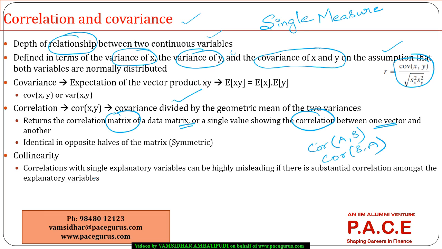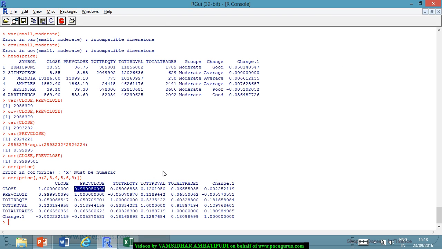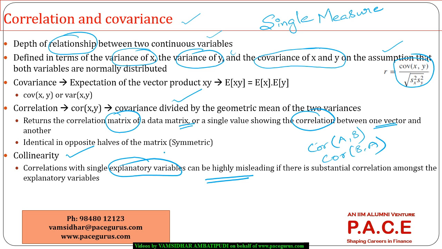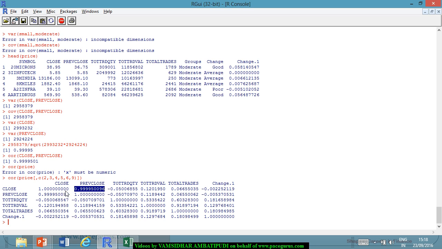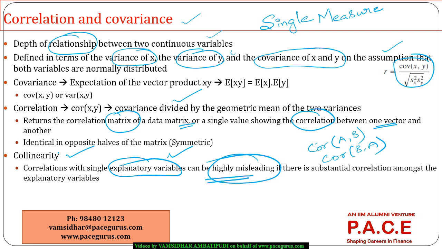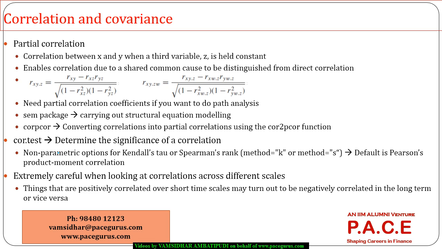In some cases, we will have one problem associated with collinearity, especially with correlations with a single explanatory variable. If you see that the correlation is much, much higher, then the correlation with the single explanatory variable will be highly misleading. So if I have to put some kind of relationship between these two, there could be a lot of misleading, especially if the correlation between the values is significantly higher. Now, this is where we will look at the concept called partial correlation.